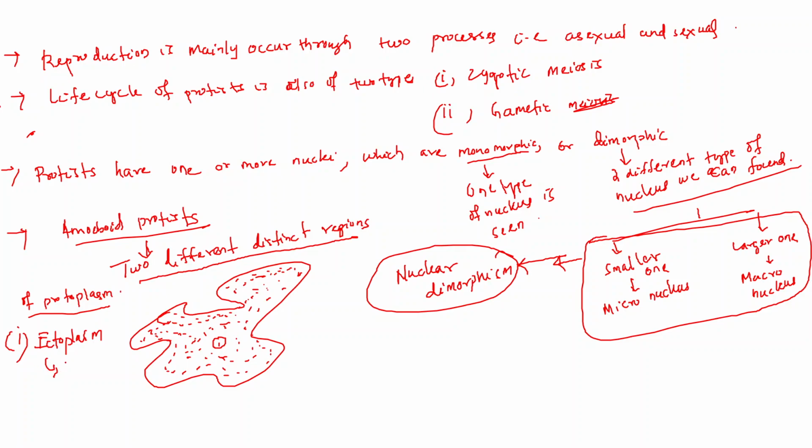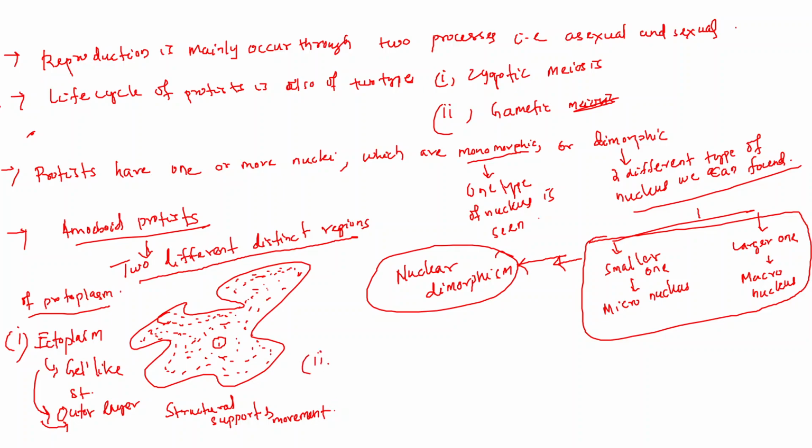Ectoplasm means it is a gel-like structure, and it is the outer layer. Its function is structural support and movement.